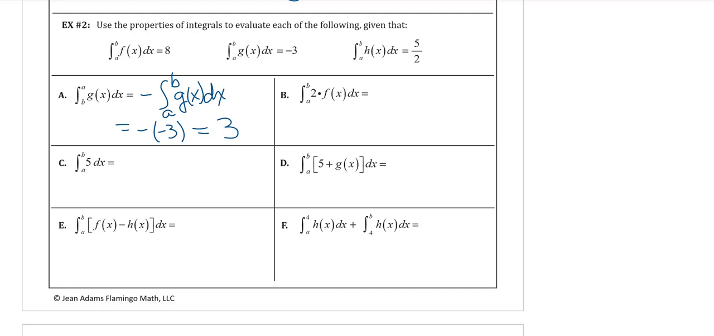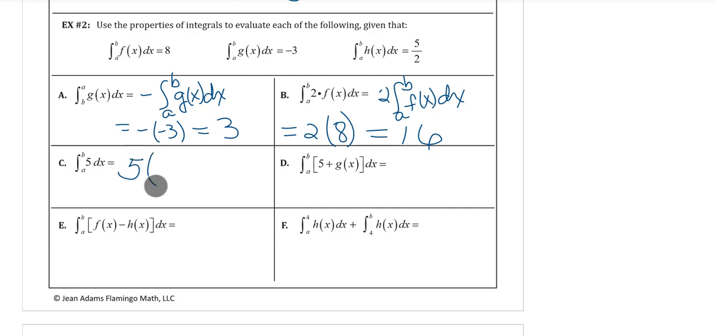The next one is we have a constant. So what we can do is factor out the constant outside of the integration, and then multiply that times our integral. In this case, we're told integrating f from A to B is 8. So we're going to get 16. Okay, letter C, we're integrating a constant. So this is going to become 5 times b minus a. And since we don't have any values for b and a, we're going to have to leave it like that. That'll be our final answer.